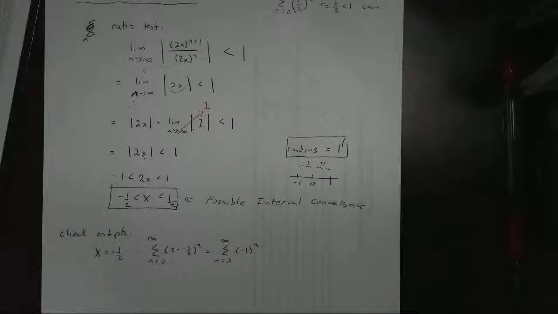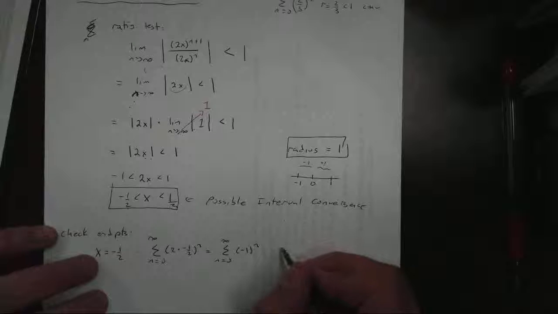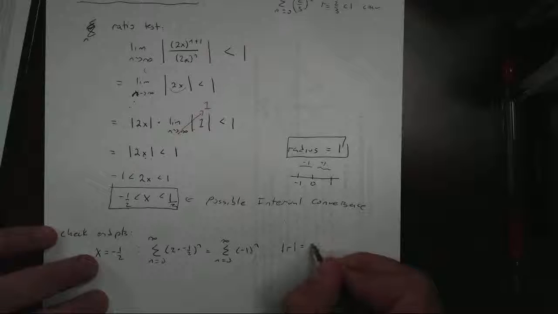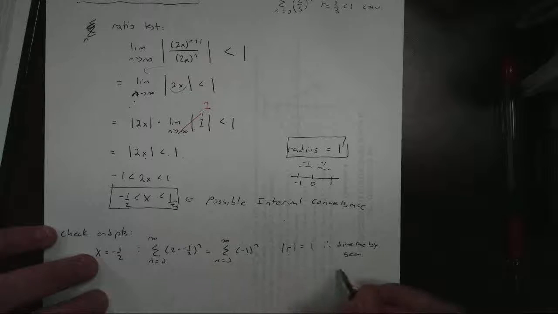Now this doesn't take too much. I mean, this is geometric, right? So we know the absolute value of r is 1, so therefore this will diverge by our geometric series. So what that's telling me is that the endpoint, negative 1/2, won't work.